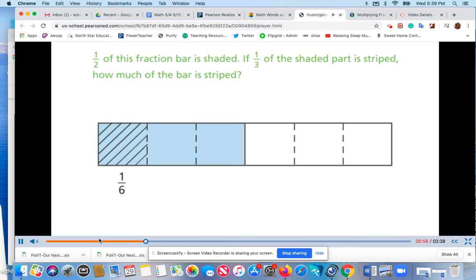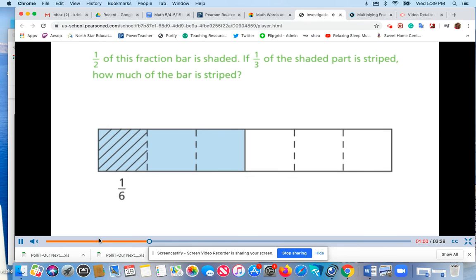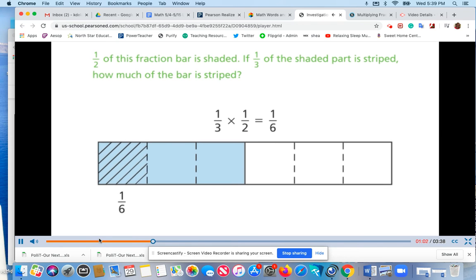An equation that represents this problem is 1/3 times 1/2 equals 1/6. 1/2 is the portion of the fraction bar that is shaded. 1/3 is the portion of the shaded section that is striped. 1/6 is the portion of the whole bar that is striped.